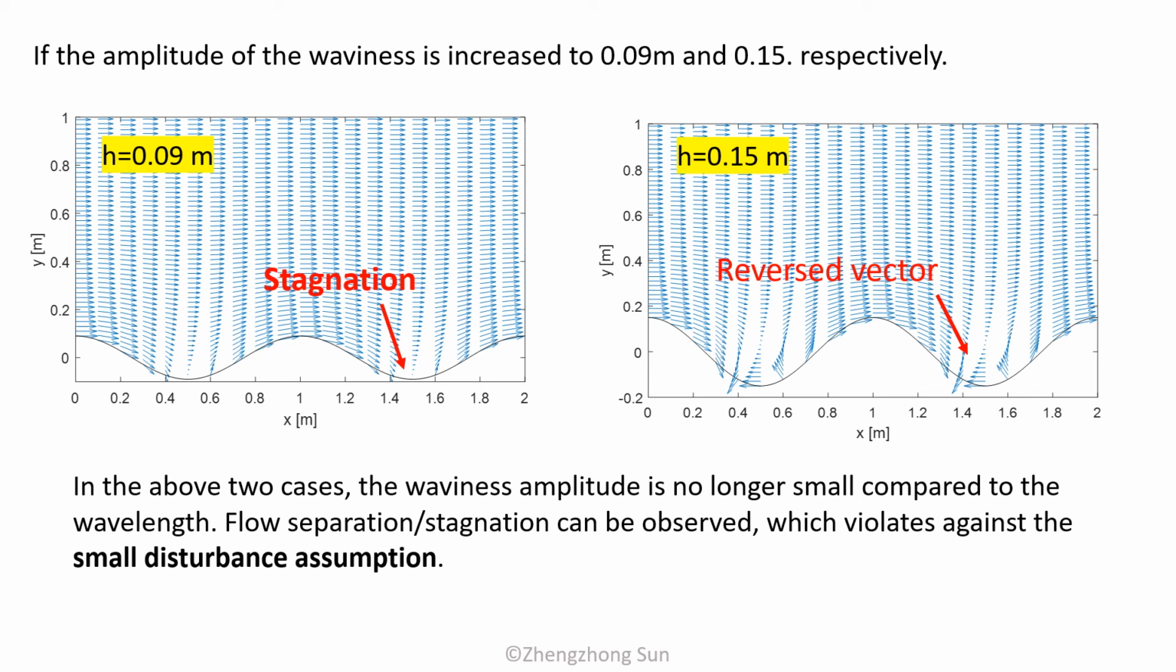So in the above two cases, the amplitude is no longer small compared to the wavelength. Flow separation or stagnation can be observed, which violates the small disturbance assumption. Although it's not correct, we can still see the trend. And it's quite interesting to see. I would say this is the way people solved fluid mechanics problems before the invention of the computer.